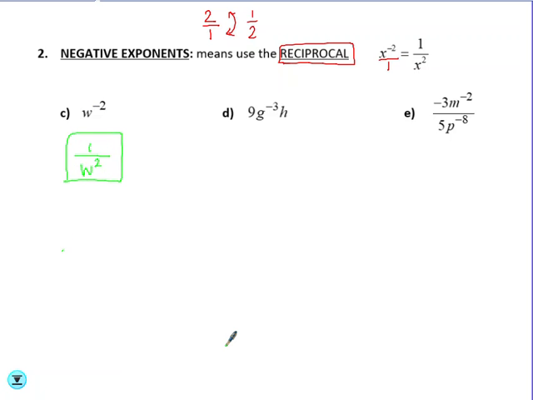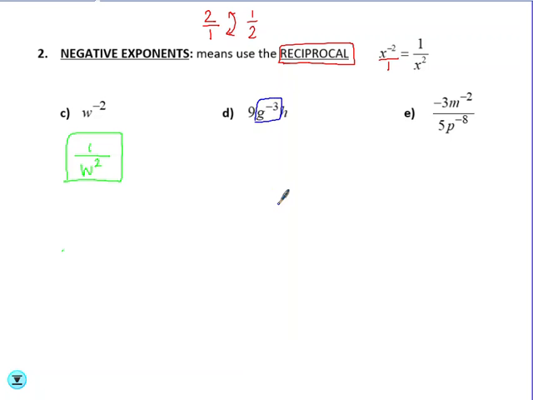Next, we have 9g to the negative 3 times h. You need to be very careful in this problem. The only thing with a negative exponent is the g. The 9 and the h do not have negative exponents. They both have exponents of 1.